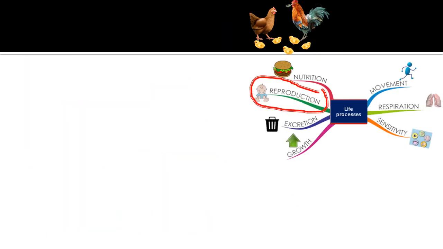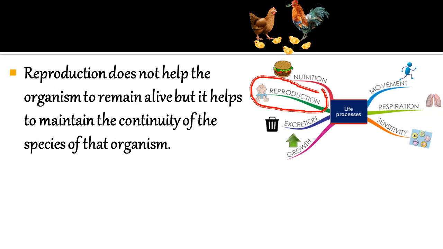Okay, now student, we have studied various life processes like respiration, excretion, nutrition, movement and sensitivity. Besides these life processes, one more life process occurs in living organisms, that is called reproduction, and this is an essential life process of living organisms. However, reproduction does not help the organism to remain alive, but it helps to maintain the continuity of the species of that organism.